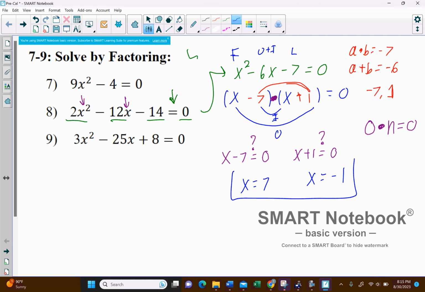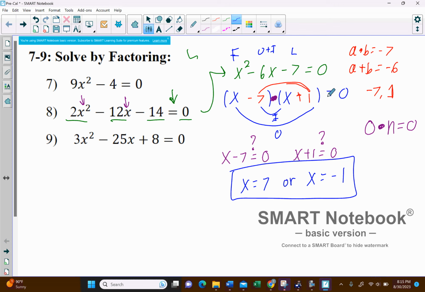And if you plug in either one of those, 7 or negative 1, they both work. If you plug it in, it causes this to turn into 0. So then I get 0 times 8, it looks like, since 7 plus 1 is 8, but 0 times anything is 0. And then same thing, if I plug in negative 1, this would become a 0, and the whole thing just gets knocked out.